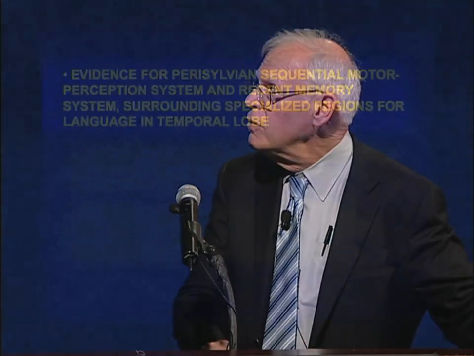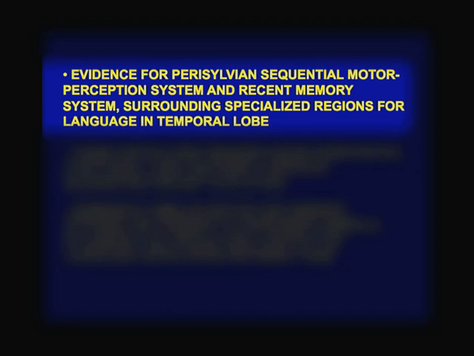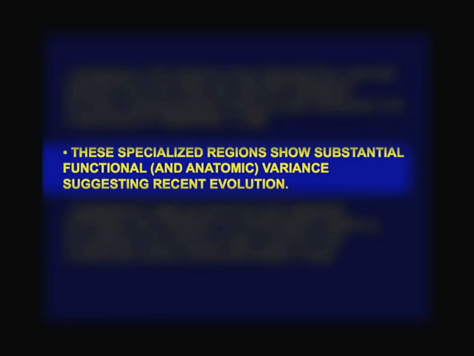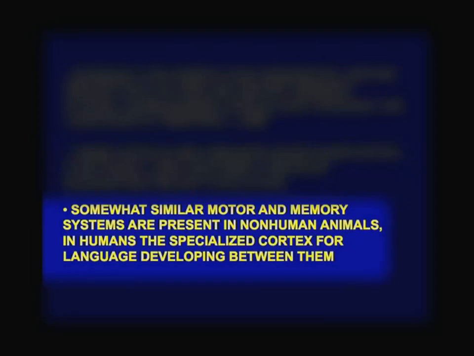Present in the human that has not been present in any of the monkey recordings is the presence of modality specificity, or the evidence for lateralization of this verbal memory system. So we have evidence of the sequential motor perceptual system and recent memory system surrounding those specialized regions. We have evidence that the specialized region shows substantial functional and anatomic variance, suggesting that it may have evolved relatively recently, and certainly some reason to think that it may be evolving even faster, and that we have somewhat similar motor and memory systems present in the non-human animals, with the specialized cortex seeming to have developed between those systems for which we can get evidence in earlier forms.